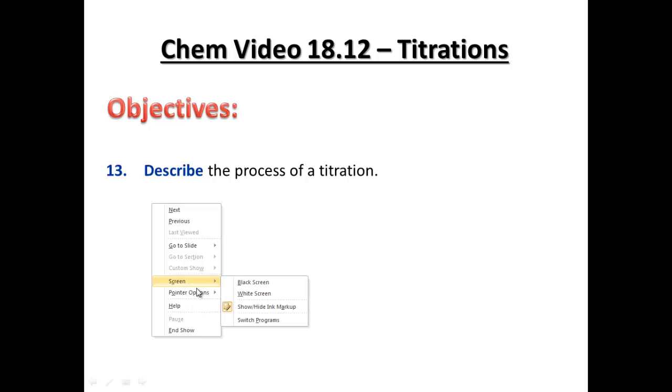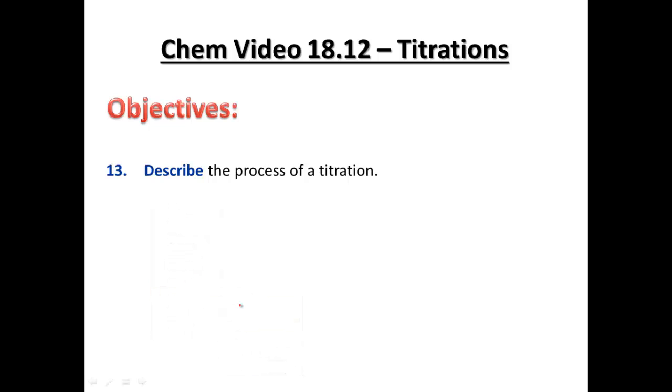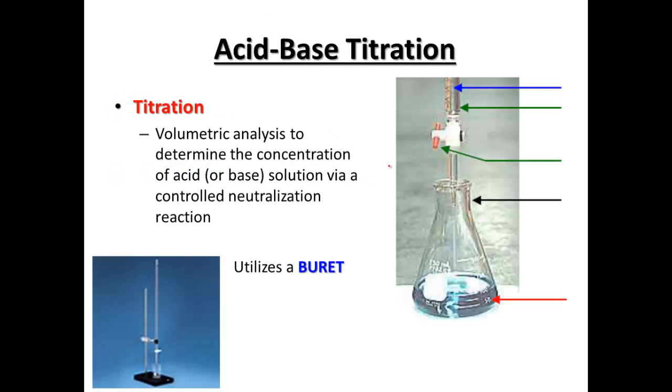We're going to continue looking now at titrations. And this is going to be something that we see in lab, so we're going to start describing the process of titrations. Now, titrations, we're going to use what's called a volumetric analysis to determine the concentration of an acid or a base solution by a controlled neutralization reaction. So we're going to control this reaction, and it's going to utilize the instrument we haven't used yet this year, but we talked about at the beginning of the year.